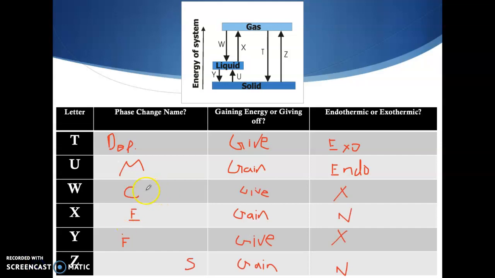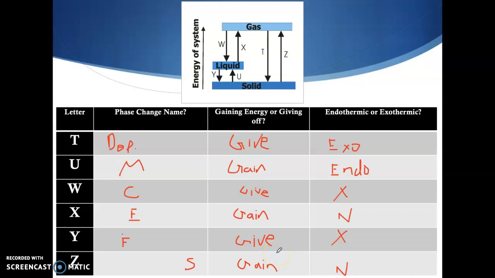Quick, trying it. Letter W right here, gas to liquid is condensation. Letter X here, where are we at? From liquid to gas is evaporation. Y is liquid to solid, that is freezing. And then last one, letter Z, I have solid to gas, that's sublimation. And that's my last phase change. So anytime I give up energy, it's exothermic. So every give is exo, every gain is endo, and it's all about particle motion.